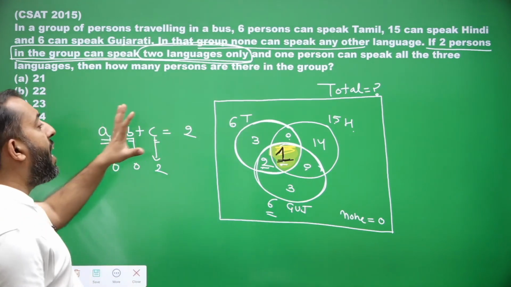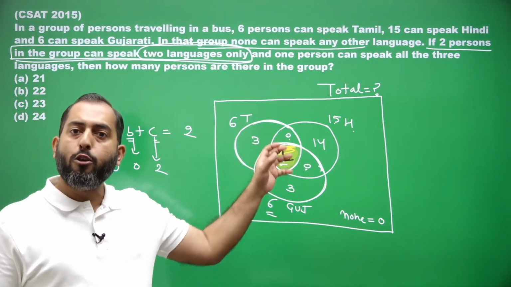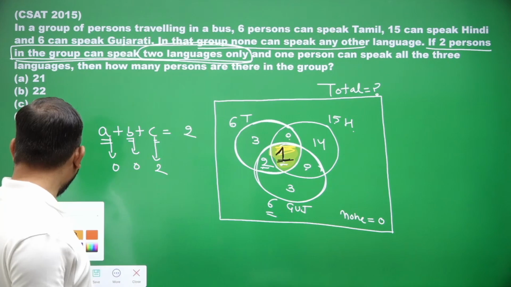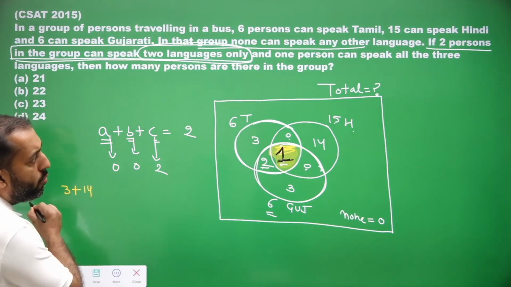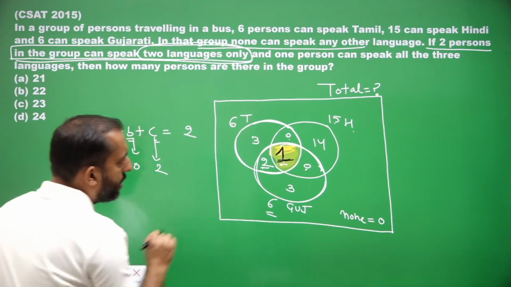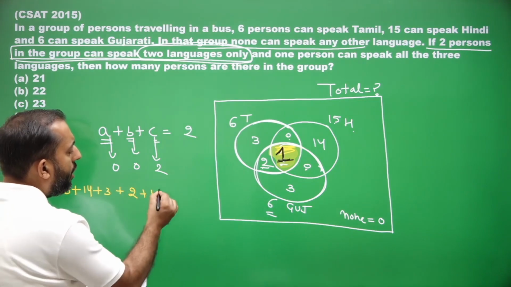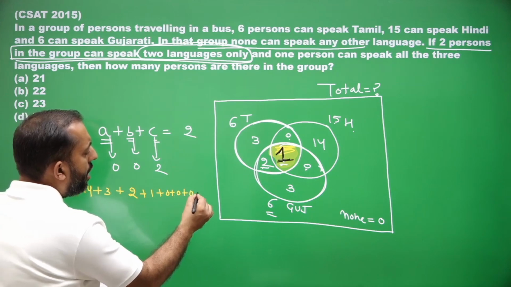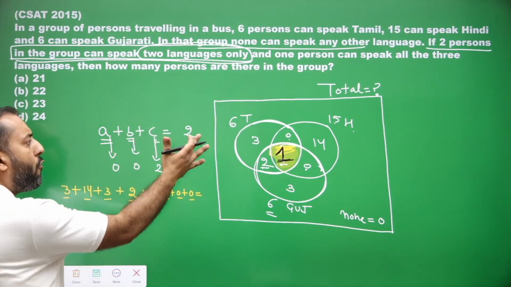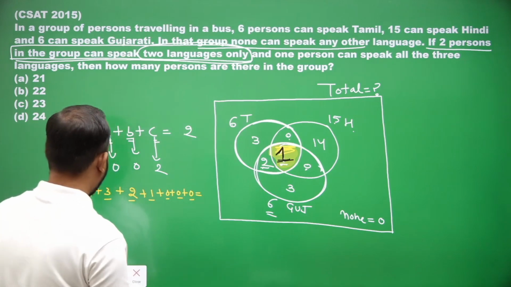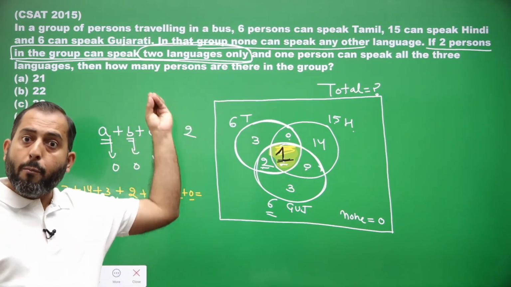Okay. Now we have divided this entire Venn diagram into 8 different regions, and we know the values of those 8 different regions also. Let's add all these regions. 3 people can speak only Tamil, 14 can speak only Hindi, 3 can speak only Gujarati, 2 can speak only 2 of the languages, 1 can speak all, and the value of the remaining regions is 0. So 1, 2, 3, 4, 5, 6, 7, 8. The sum of the values of all these regions must be equal to the count of the total number of people in the group.